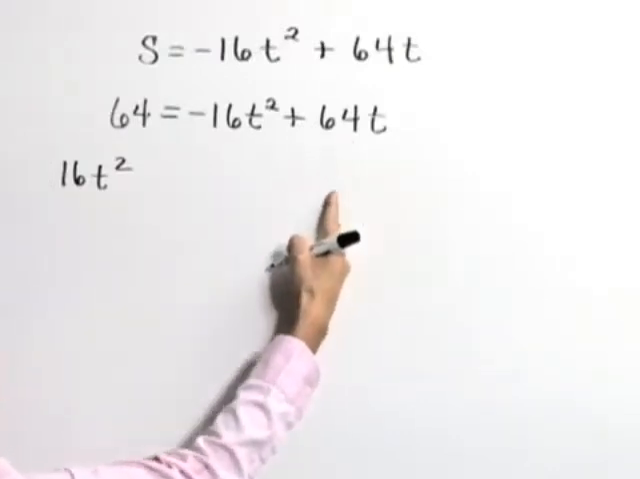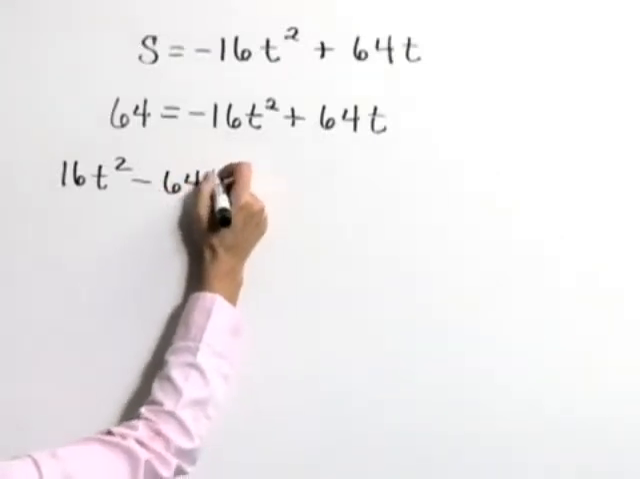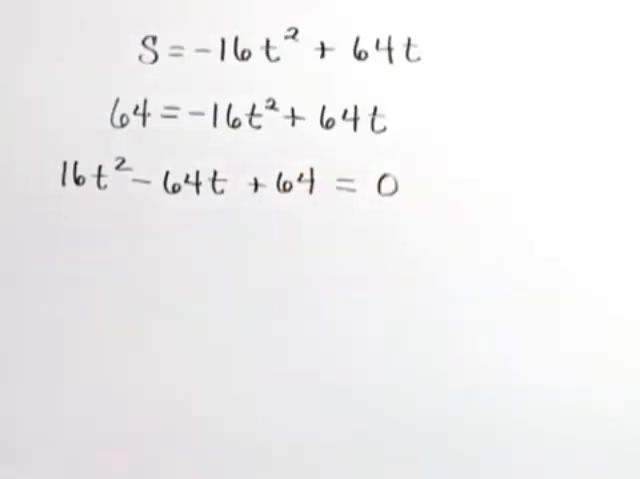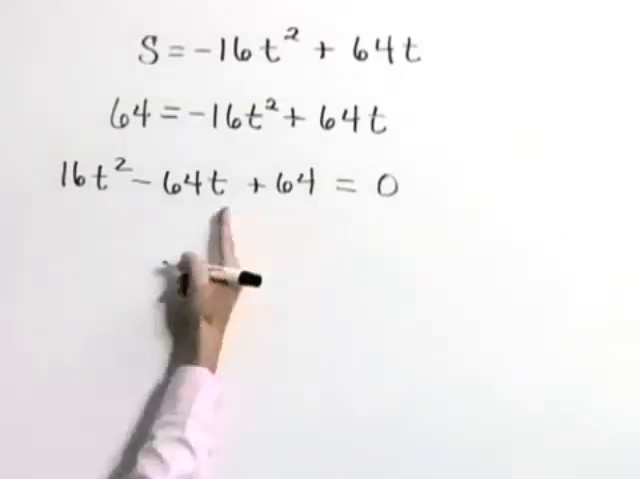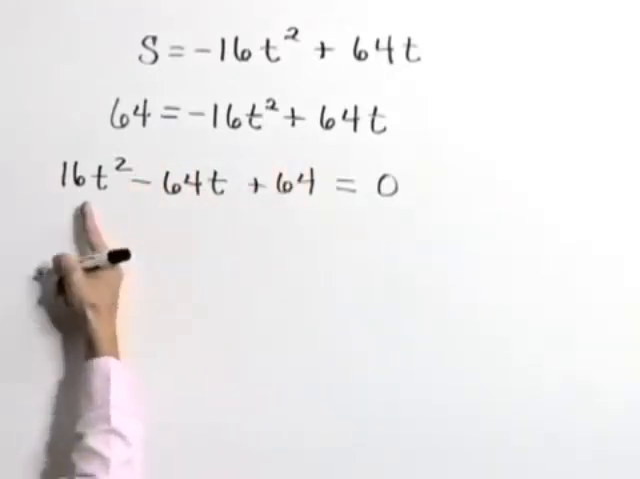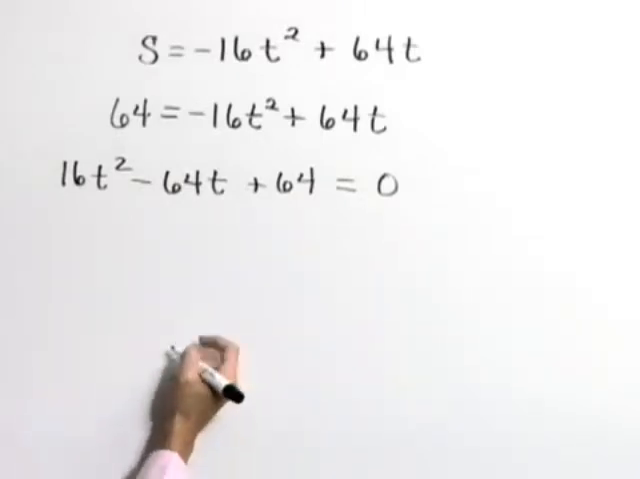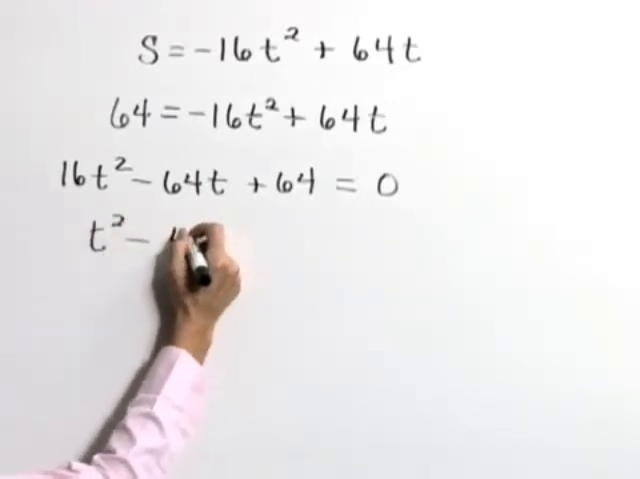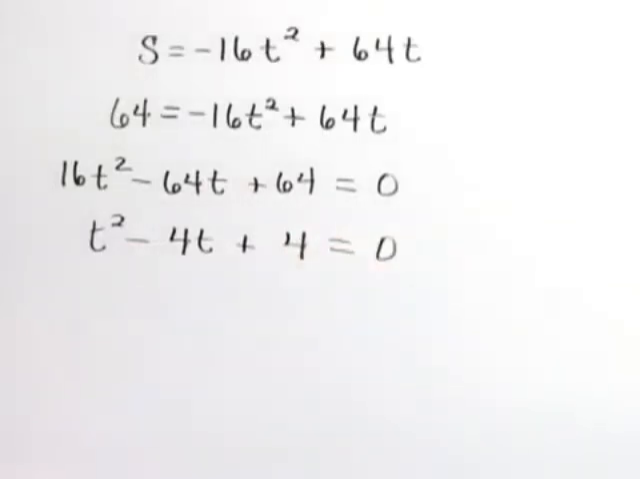Let's subtract 64t from both sides. So on the left we have a minus 64t plus 64, and that's now set equal to 0. Our quadratic equation is in standard form, but let's clean this up a little bit. Our coefficients all have a common factor of 16, so I'm going to divide both sides by 16. So on the left, each term divided by 16 gives t squared minus 4t plus 4 is equal to 0.